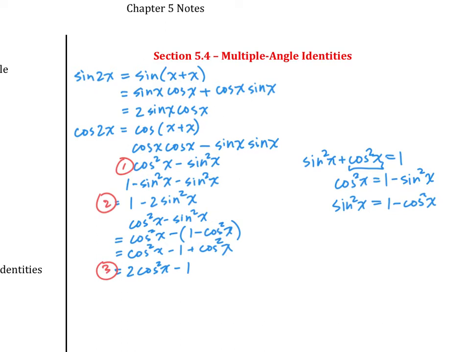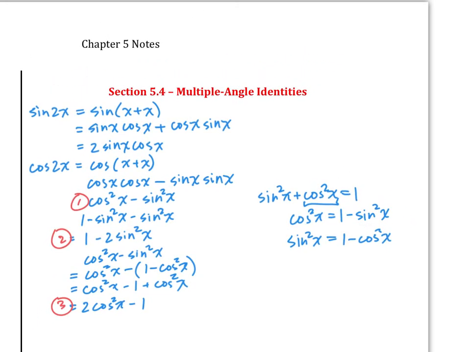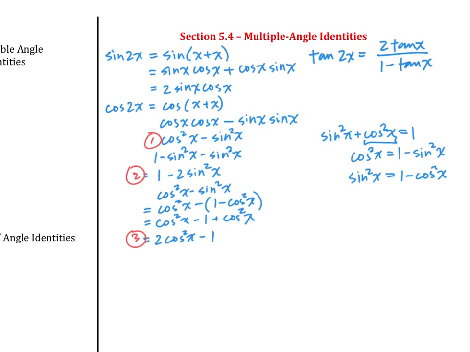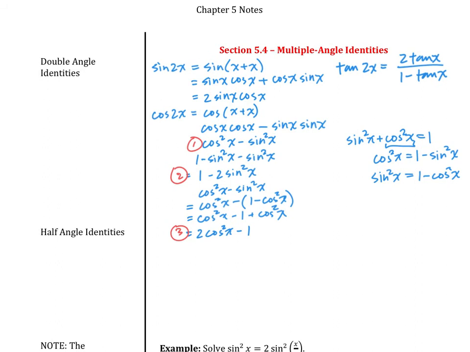The last one is the same kind of idea, but we're not going to go through the derivation of it. I'm just going to give you the formula. So tangent 2x is equal to 2 tangent x over 1 minus tangent squared x. All right, so these are my double angle formulas.